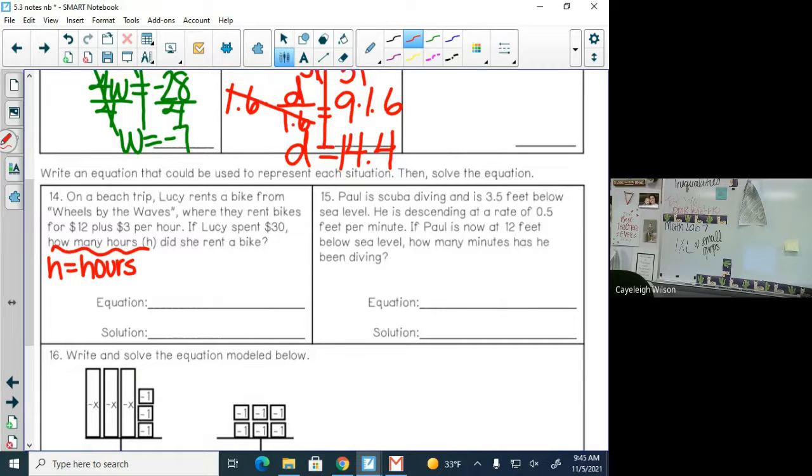Okay? Then I go back and now I'm reading it a second time. I'm underlining numbers, I'm circling operational words, and then I'm putting the H where I see the word hours. So on a beach trip, Lucy rents a bike from Wheels by Waves, where they rent bikes for 12. Oh, okay, that's a number. Plus is an operational word, so I'm going to circle it. 3 is a number. Per is an operation. Hour. And what did we say hours was? H. If Lucy spent $30.